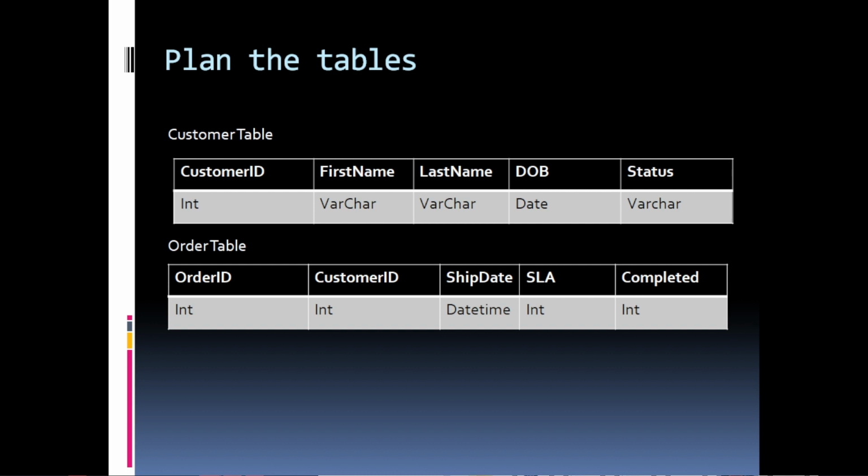And this is how the tables are going to look. So we're going to have a customer table, and it's going to have a customer ID, first name, last name, date of birth, and status. And the order table is going to have an order ID, and then the customer ID, which is going to be the foreign key that's going to connect back to the customer's table. A ship date, SLA, and a field called completed, which is going to be a 1 for completed and a 0 for not being completed.